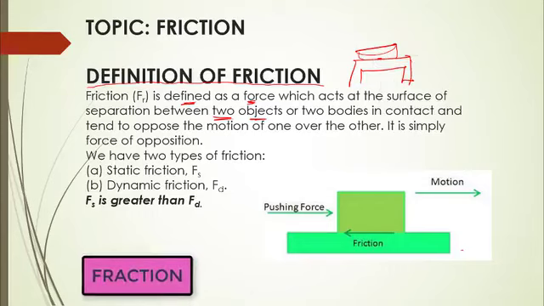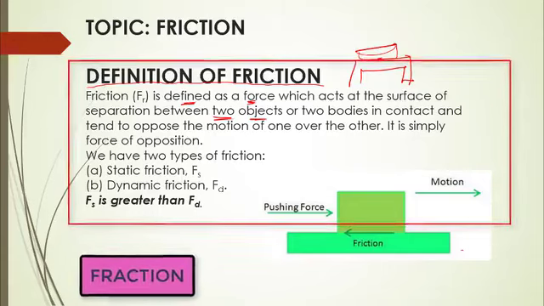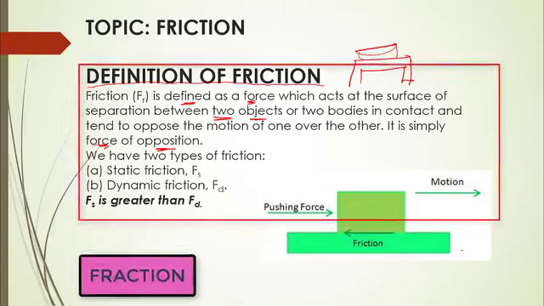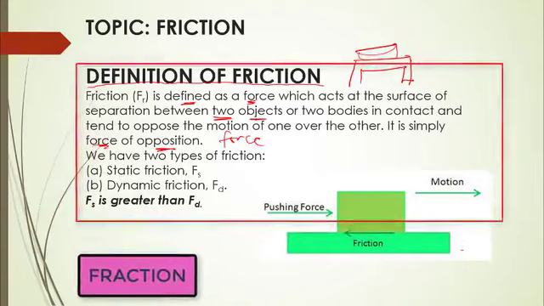each other's motion. And that's why you have to move your hand freely over a desk, because the palm of your hand and the desk are simply in opposition to each other. They're trying to stop each other from moving. So we say friction is simply the force of opposition. It is a force that opposes motion.